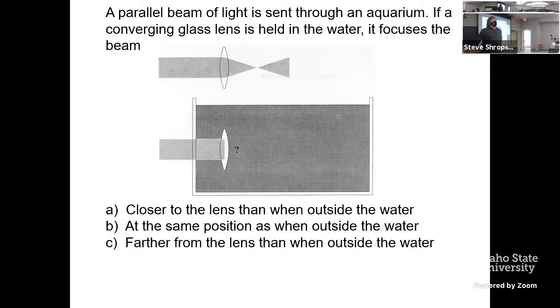And that means if the light is bent less at that interface, right where the light leaves the glass and enters the water, you're going to get less bending, and that's going to make the focal point, or where the light is converging, farther away from the lens. For those of you who are nearsighted, you probably know from experience that your eyesight is improved when you're underwater.